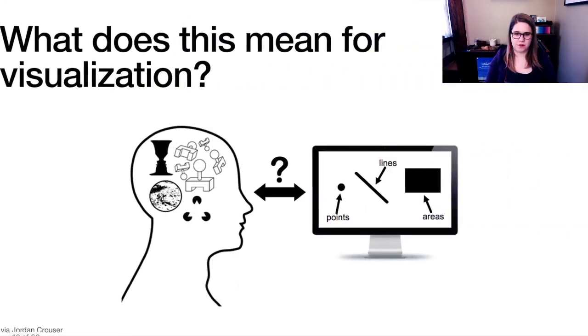So what does this mean for visualization? I got this image from my colleague Jordan Krauser, who is a visual analytics expert. And I think of visual analytics as kind of distinct from data visualization, but maybe it encompasses data visualization and is more general toward all interface design. I'm not sure how Jordan would describe it. But how do these things about invariance and multistability and reification all connect to these points, lines, and areas that we have in data visualization?